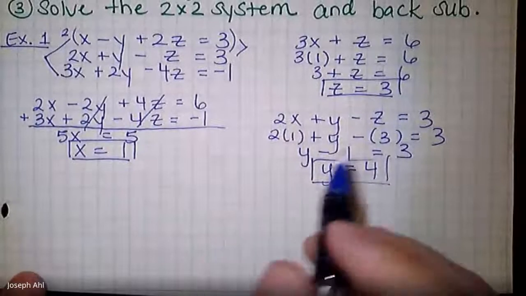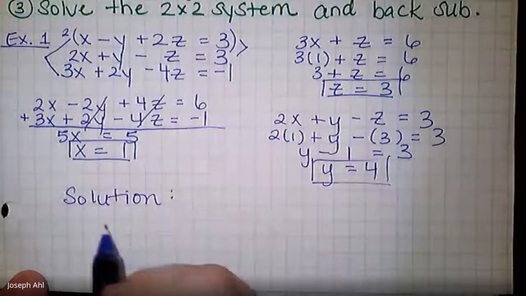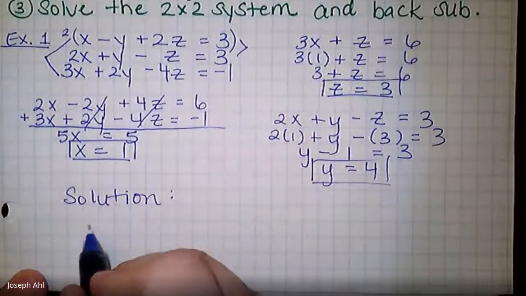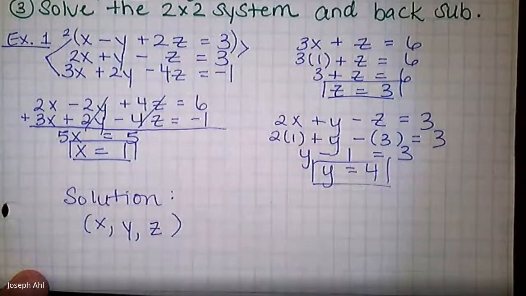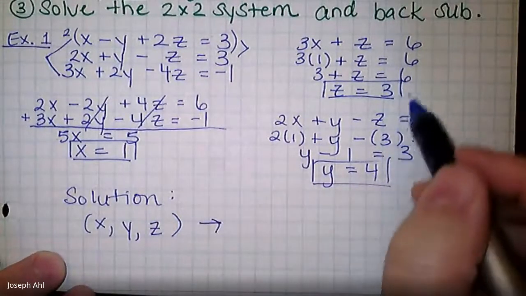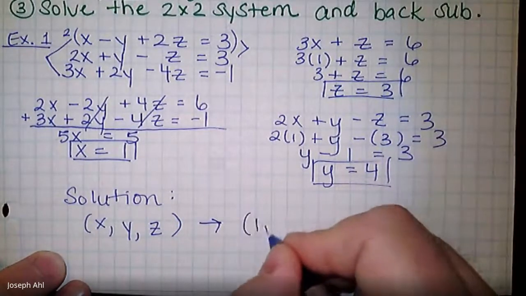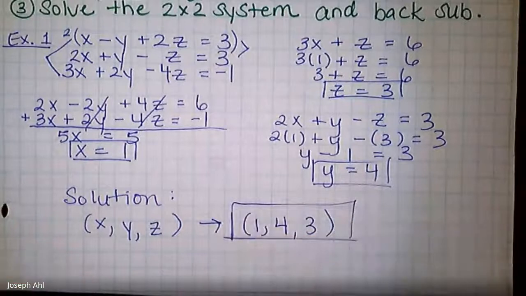And just kind of at the end of the process here, when I write my solution, remember when we wrote our answer earlier as an xy coordinate pair? You can actually write this as an xyz pair now. So xyz, what we're looking at here is 1, 4, and 3 is a nice way to represent that solution, just in the order x, y, z.